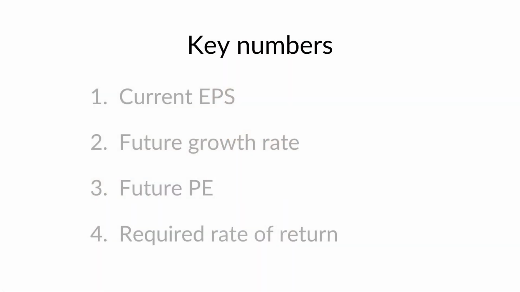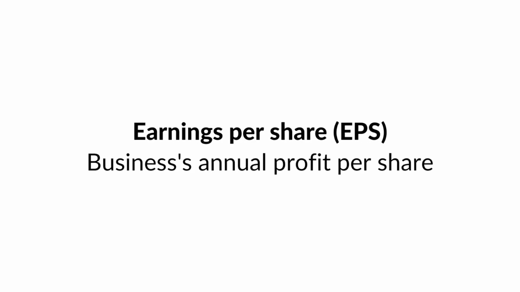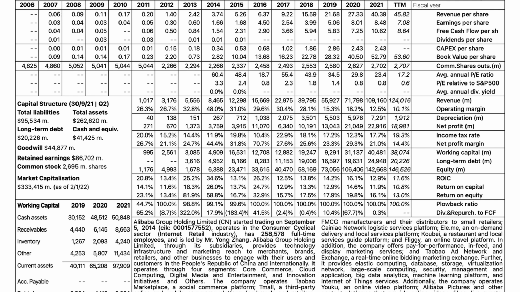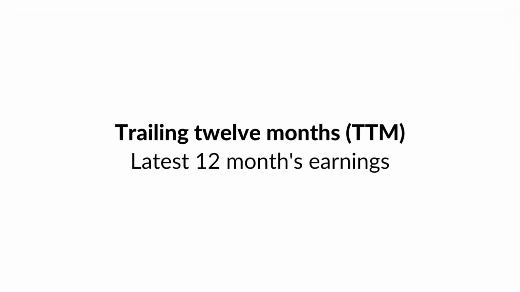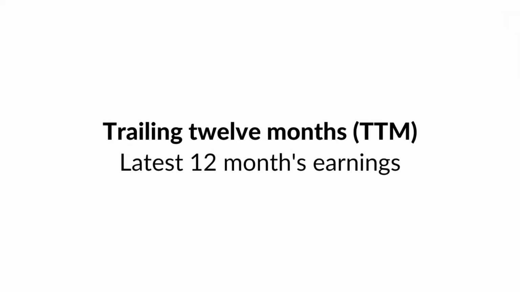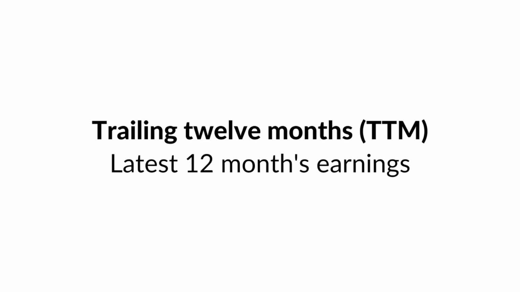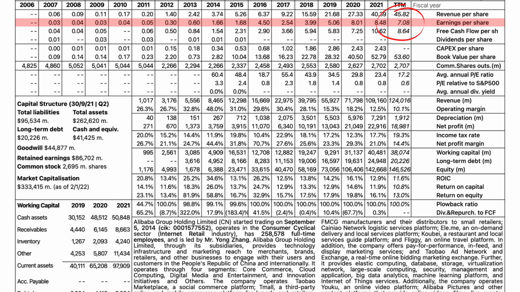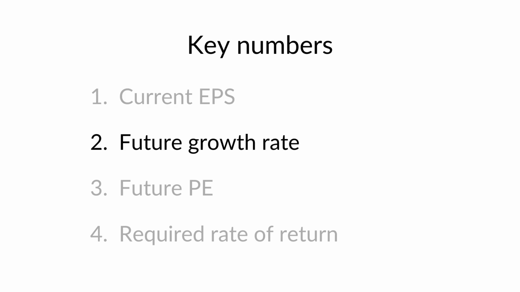The first number we need is the current EPS, or earnings per share. And this is the business's annual profit per share. You can find this number in row 2. Now what we want is the TTM, which is trailing 12 months. And this is the latest 12 months of earnings. And in this case, it's $7.08.